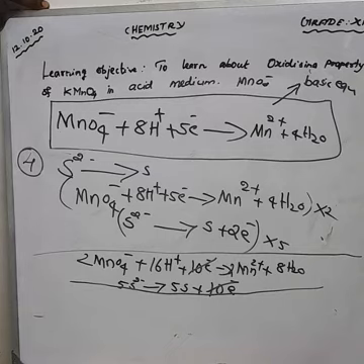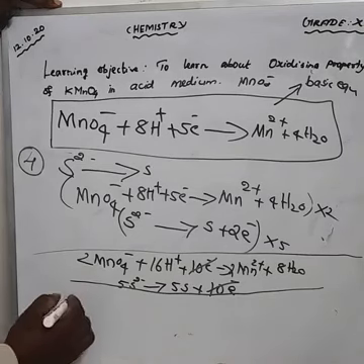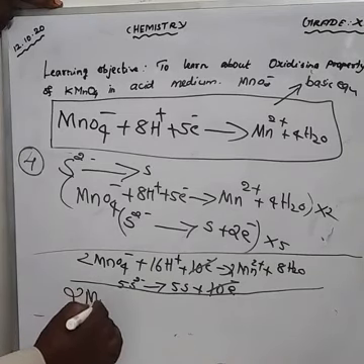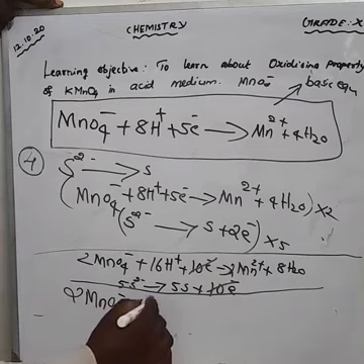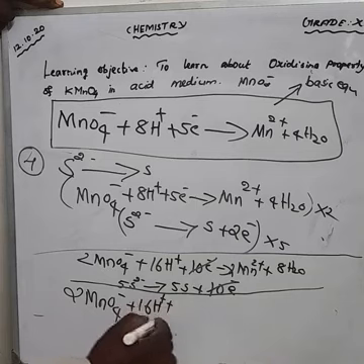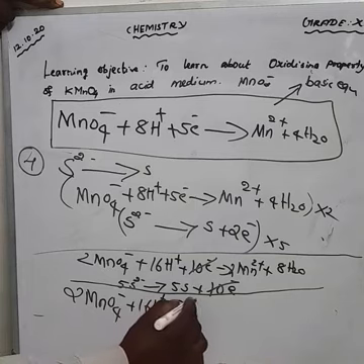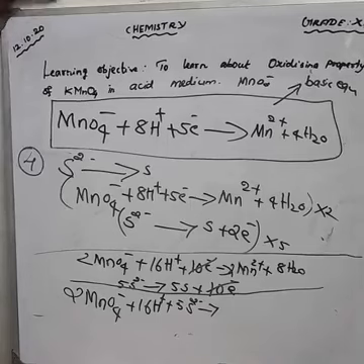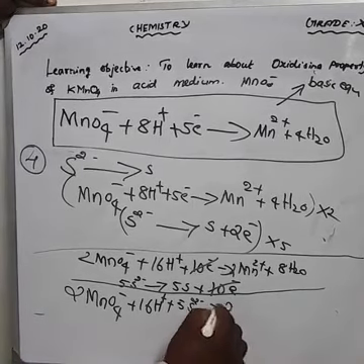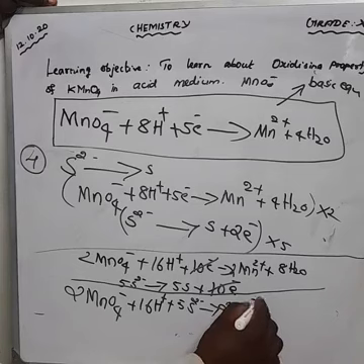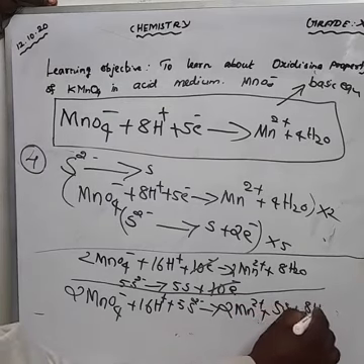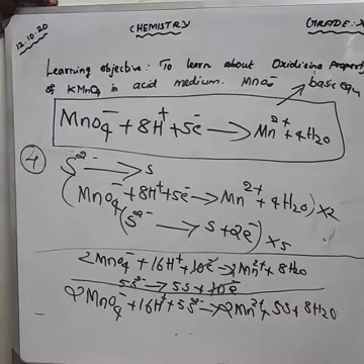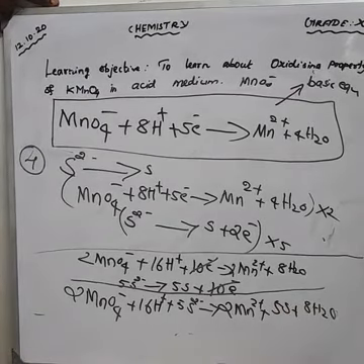So you should write the overall reaction. What is the overall reaction? 2MnO4⁻ + 16H⁺ + 5S²⁻ gives 2Mn²⁺ + 5S + 8H2O. Clear?